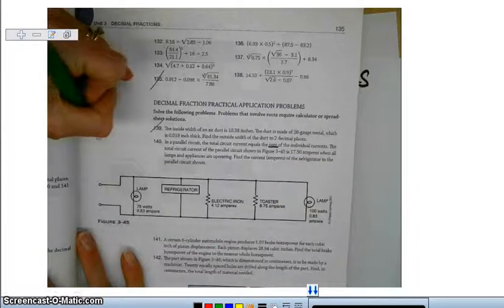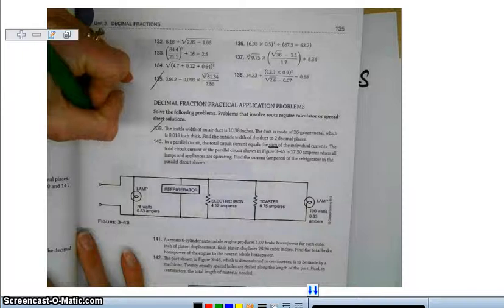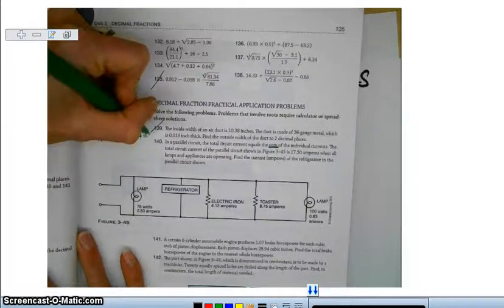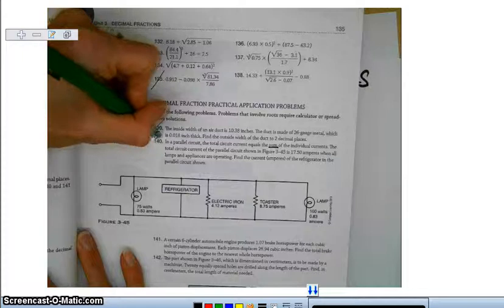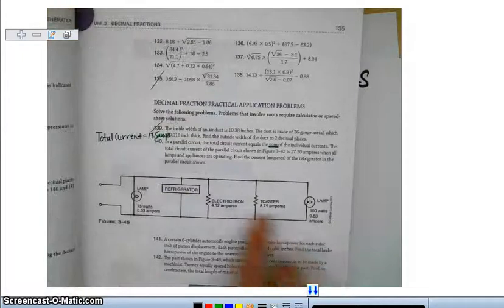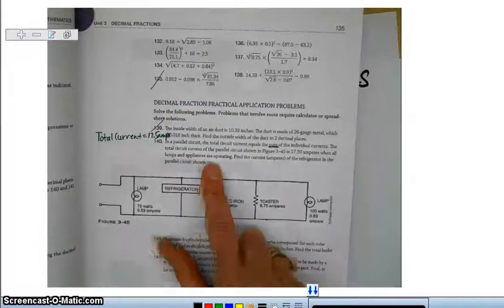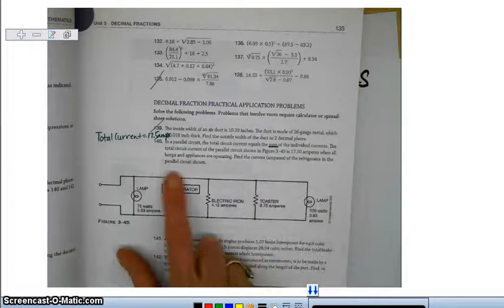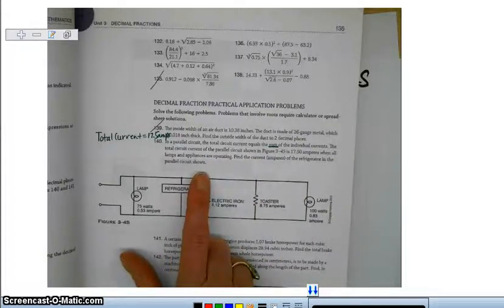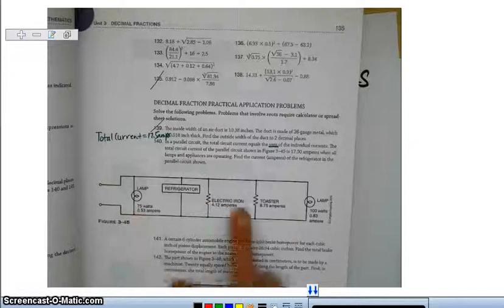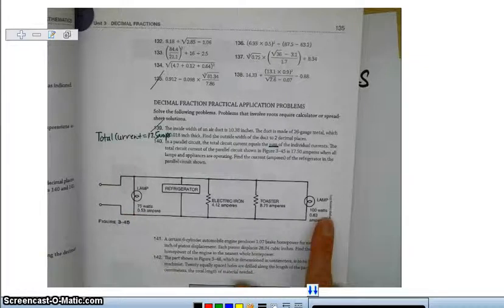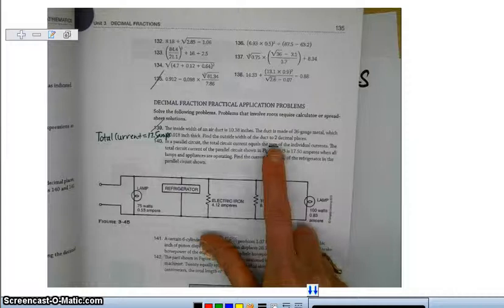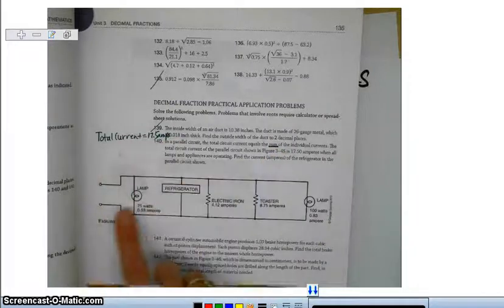So the total current is 17.5 amps when all the lamps and appliances are operating. Find the current, the amps, of the refrigerator in the parallel circuit shown. Okay, so we know that all of these add up to 17.5. The way I know that is it says total and sum. Sum means add, total, add up all of these.